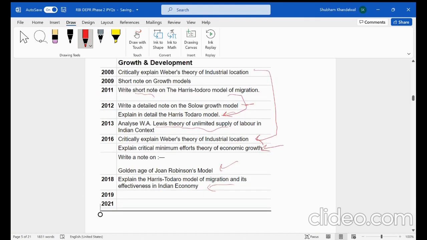So guys, just do not leave Harris-Todaro. It seems to be one of the favorites of RBI. So just cover this and also cover Solow, because they haven't repeated Solow, so they might repeat Solow as well. But if you look at the last 2 years, somehow these growth models have lost steam, and perhaps the place has been taken by micro, because we observed that in micro they asked one question in 2019 and two questions in 2021. So I don't know if there is a change in pattern, but still do not leave Harris-Todaro, because they can ask it. It is their favorite.